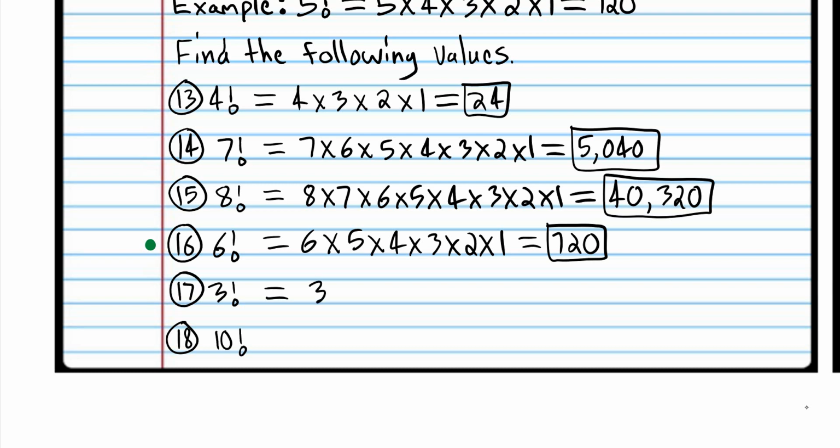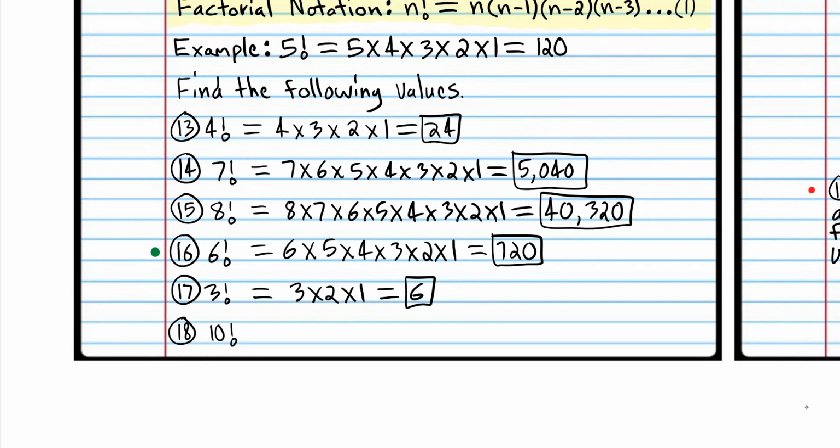Okay, we're back. So that's 3 times 2 times 1, which is just 6, so that one was easy. But number 10, you're probably going to need your calculator, so try number 10, and when you come back, we'll do it together.